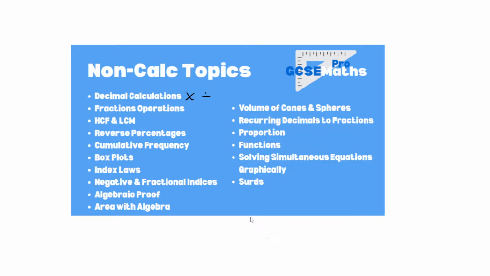And then surds. Surds can be quite a high mark question. 3 marks onwards, I would suggest. 3 to 5 marks. So maybe have a look at rationalizing denominators of surds. Again, because that's one they want you to work out without a calculator, isn't it? That was my general list.